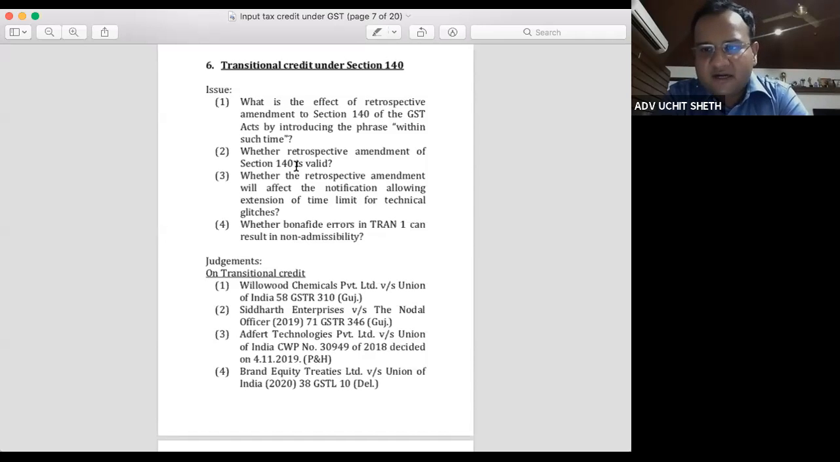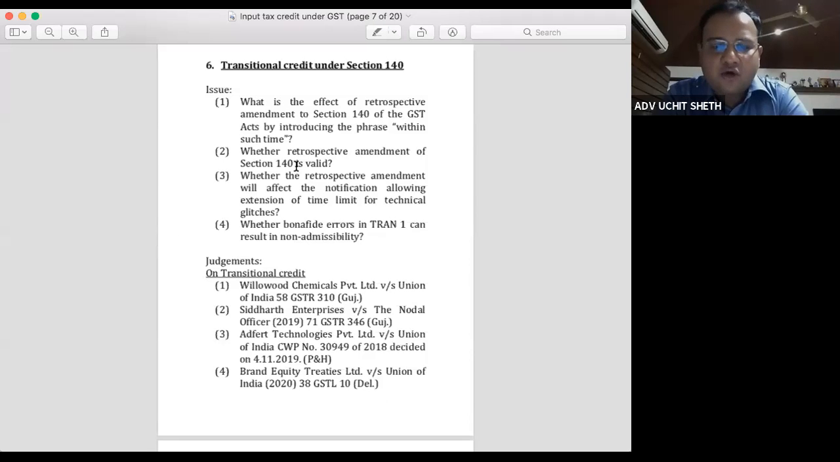However, Rule 117 provided for a time limit for filing of the Form Tran 1, which was extended once, but thereafter there was no further extension. Questions arose across the country. What if for any reason I missed filing of that Tran 1? Whether I will lose that transitional credit forever.